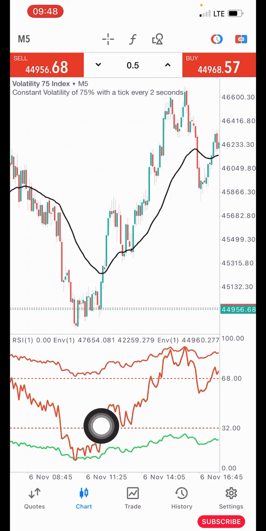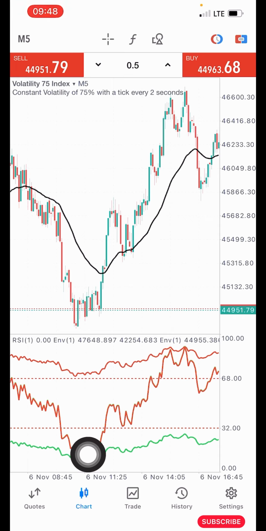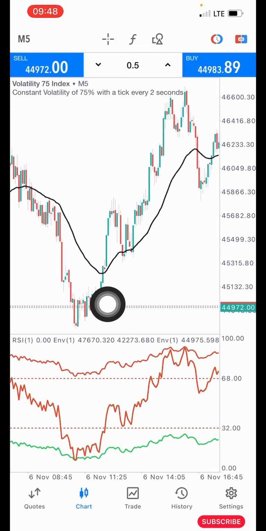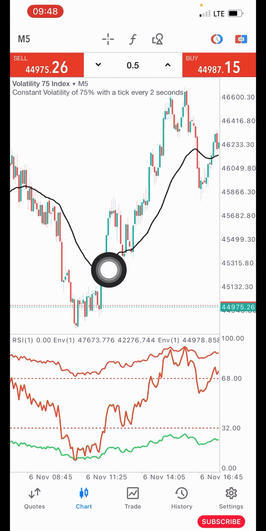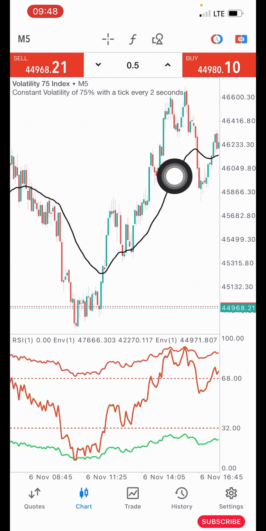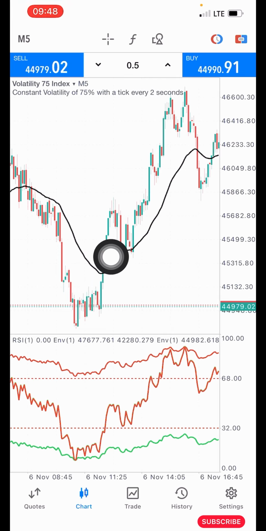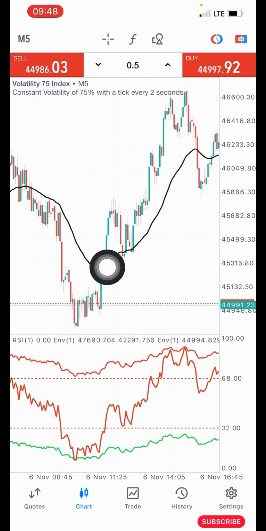Right now, when it touches this level, you don't just buy immediately. You wait for one more condition, which is the break above the black line on the main chart. So you can see this black moving average here on the main chart. You wait for a candlestick to break above it. Right now, it needs to break and then close above this area here. This is where you take your buy.